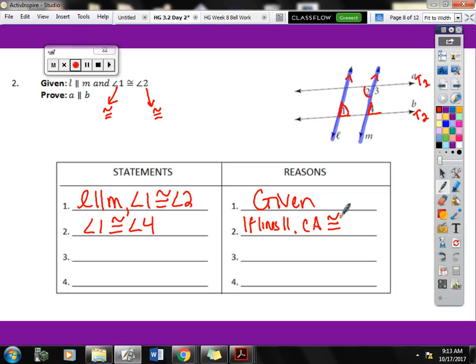Now we're going to use the transitive property. Now technically, we should use the symmetric property first. But I'm not going to make you put that in your proof. If you want to, you can.